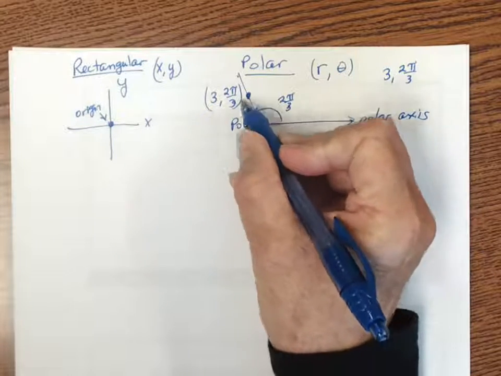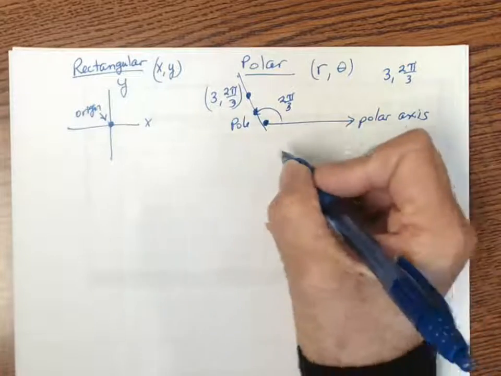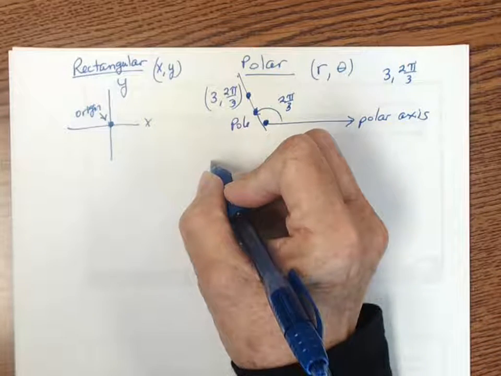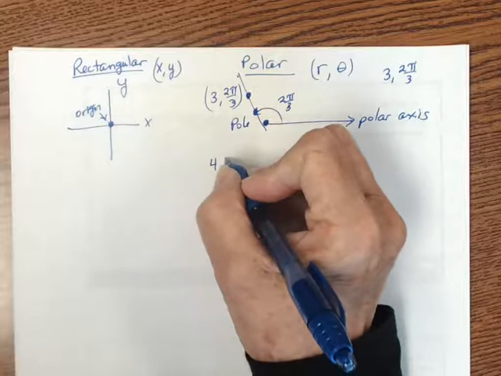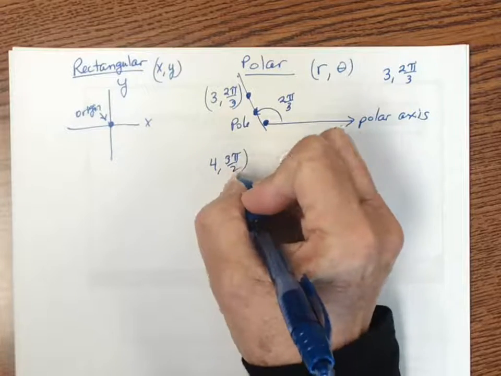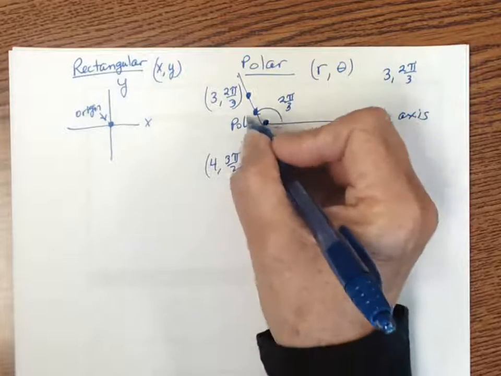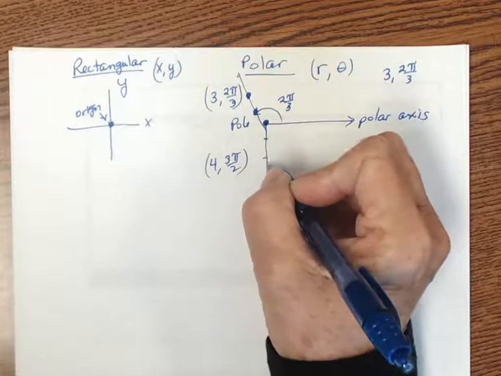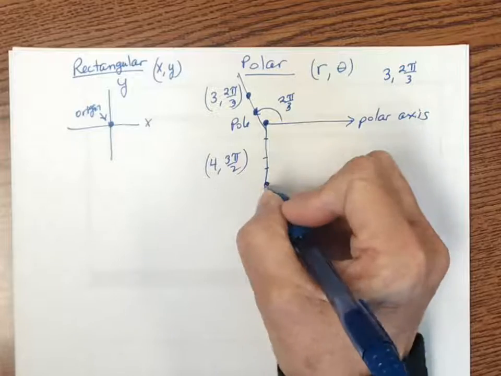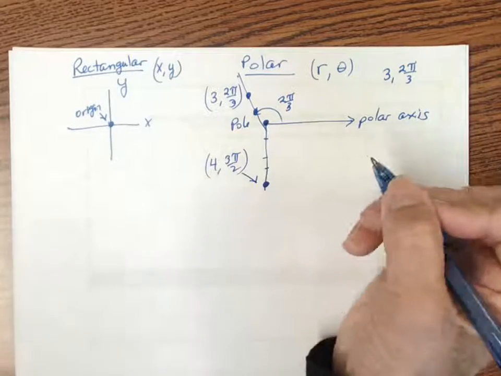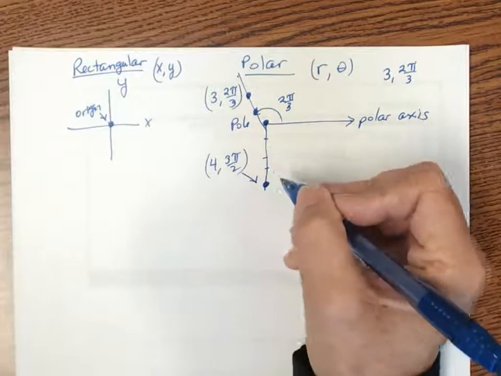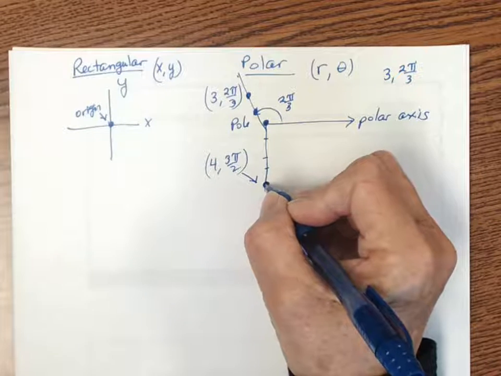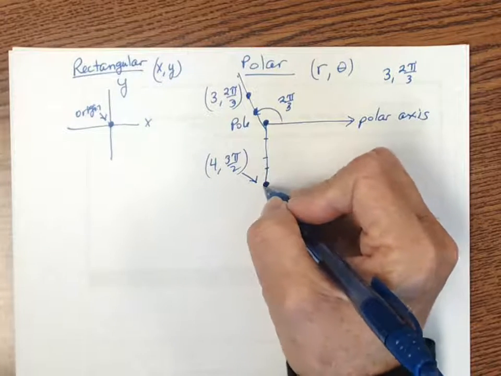If I continued around, so let's say if I was over here, if I wanted to plot the point 4 comma 3 pi over 2. Well, 3 pi over 2 is going straight downwards, and I need to go down 4 units. 1, 2, 3, 4. So right there is that point. Notice there are no negatives in that, even though traditionally we would think of that as the negative y direction.